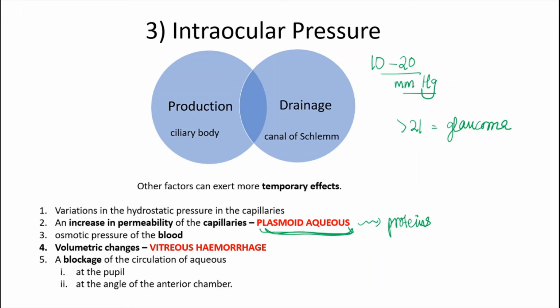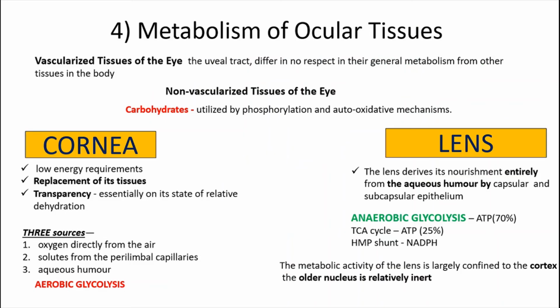Normal pressure is 10 to 20 millimeter of mercury. Then comes metabolism of ocular tissues. Now, what do you mean by metabolism of ocular tissues? There are two types of tissues in the eye. One which are vascularized, that is having their own blood supply, which are known as the uveal tissues. They will not differ from the general metabolism which occurs in the other tissues of our body. They will metabolize in the same way as the other tissues do.